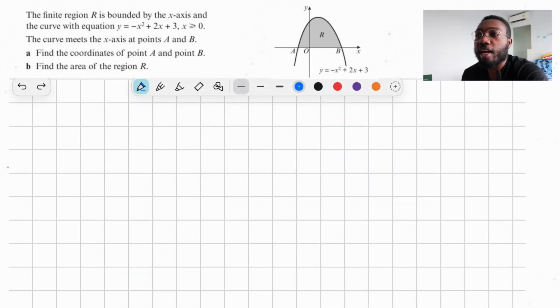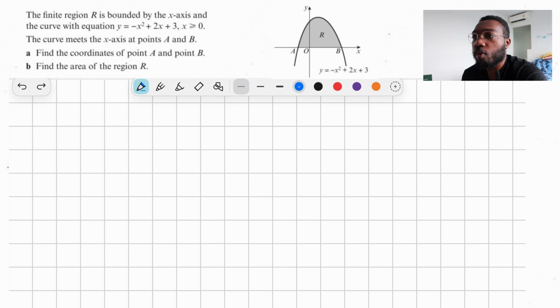So for this question, we have a finite region R. It is bounded by the x-axis and the curve of equation y equals minus x squared plus 2x plus 3. We are told that the curve meets the x-axis at the points A and B. We need to find the coordinates of point A and point B, and then find the area of the region R.